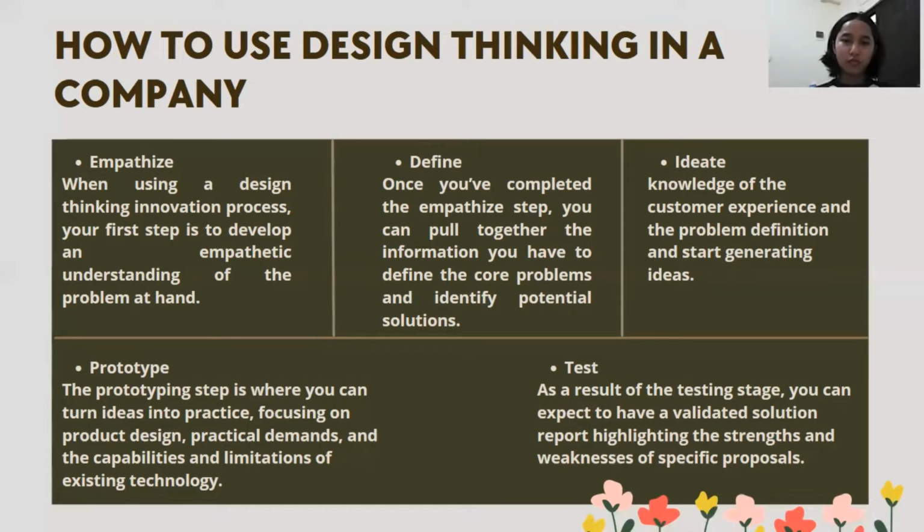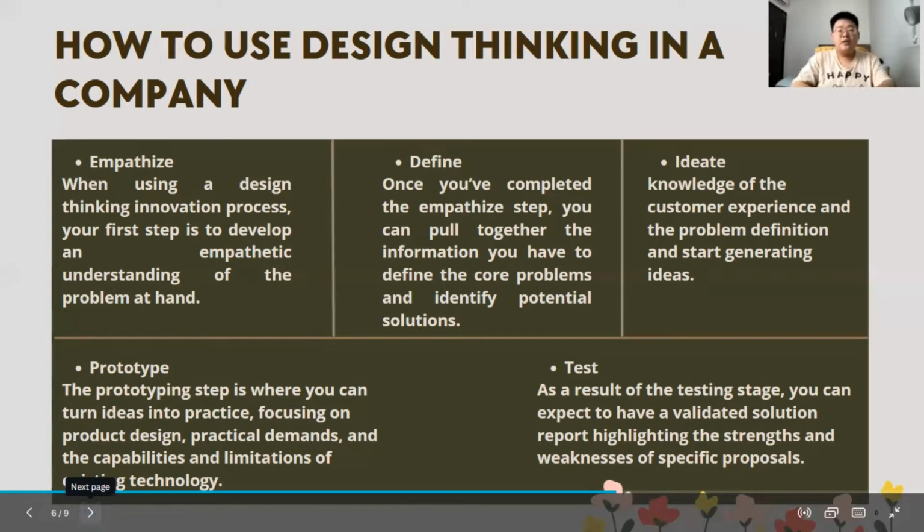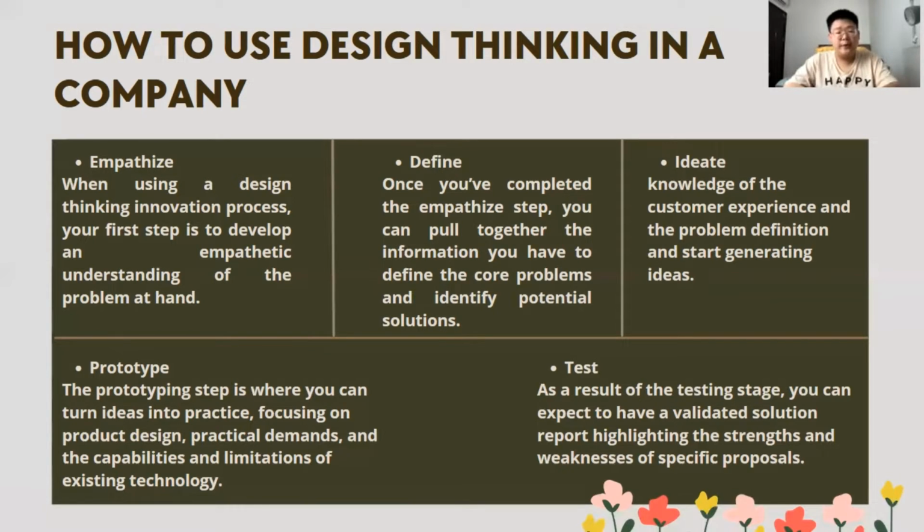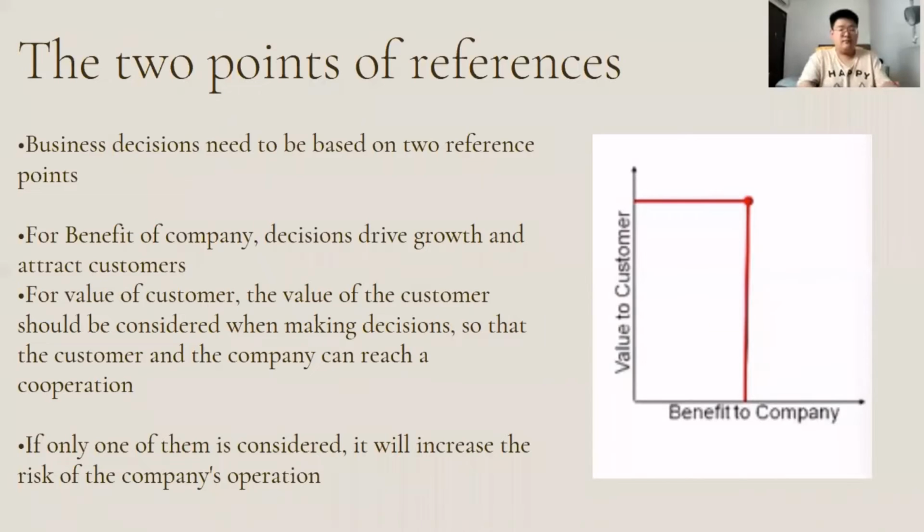So the fourth one, which is prototype, will be explained by Yushuan. Yushuan, the time is yours. Prototype. The prototyping step is where you can put ideas into practice, to produce solutions for social demands, considering the capability and limitations of existing technology. Test. As a result of the testing stage, you aim to have a validated solution, with a report highlighting the strengths and weaknesses of the proposal.